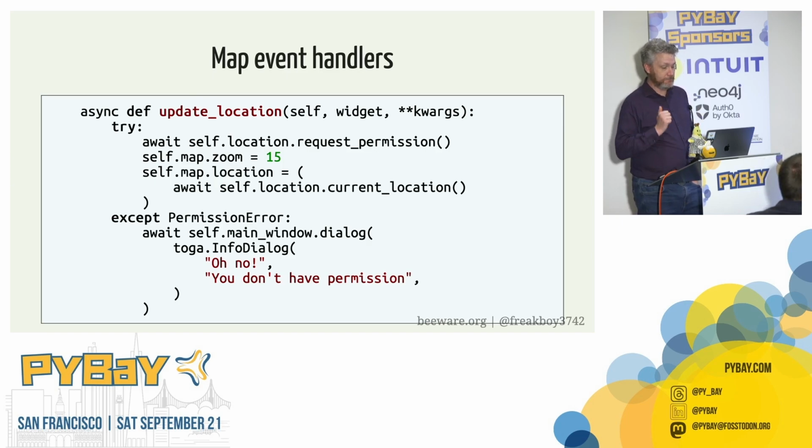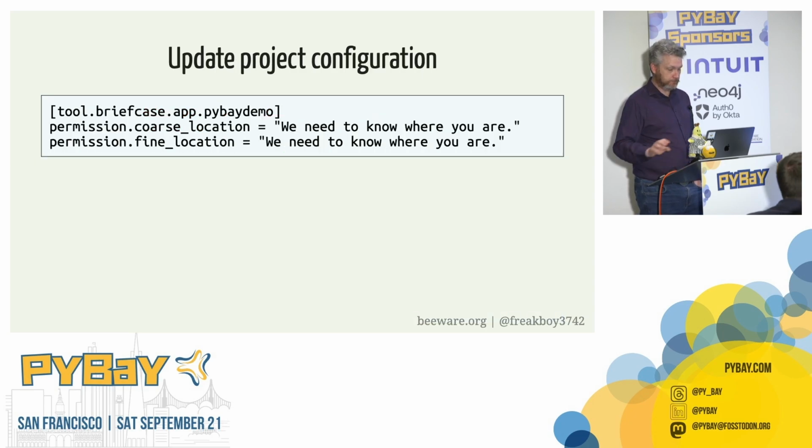Toga currently has a map view that works on all desktop and mobile platforms, but it only implements location services on macOS, iOS, and Android, so you can't get a GPS read on Linux and Windows at present. We'd love to fill that gap, so if you know how to do that with GTK and Windows, let us know. We'd love to have that patched.